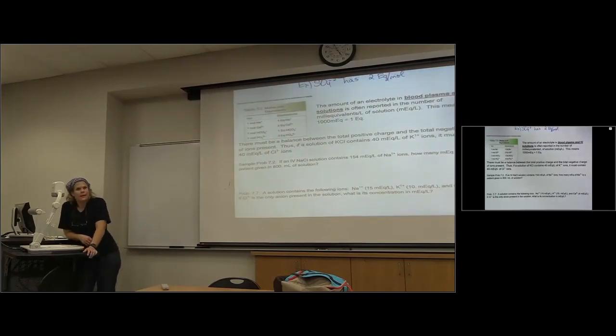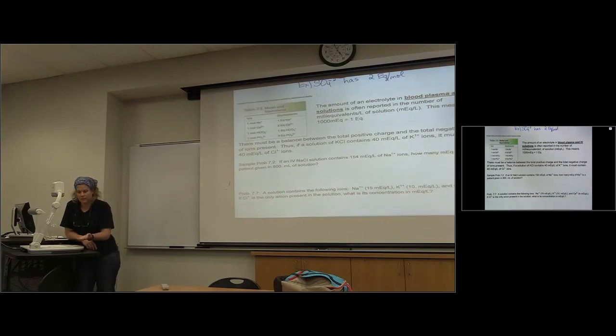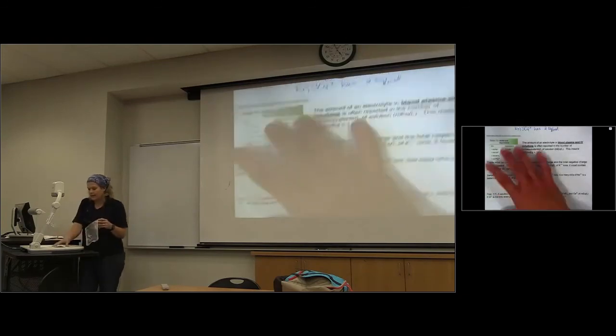The positives have to equal what? The negatives. And it gives you the example, if you have a solution of potassium chloride and you have 40 milliequivalents of potassium, then you've got to have 40 milliequivalents of chloride. Now, go back to the bag.